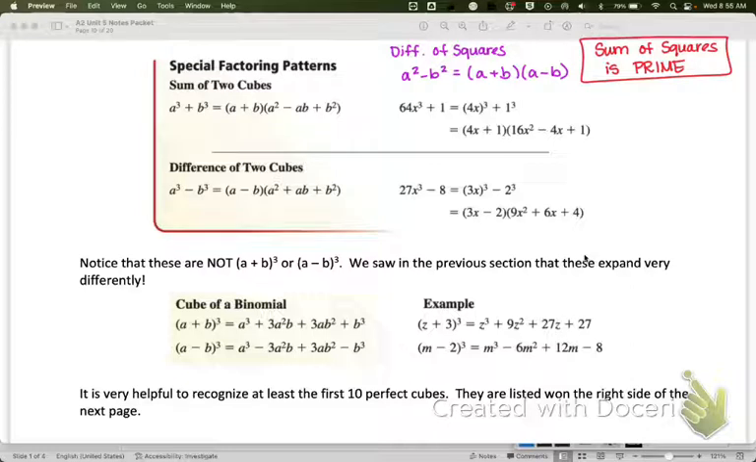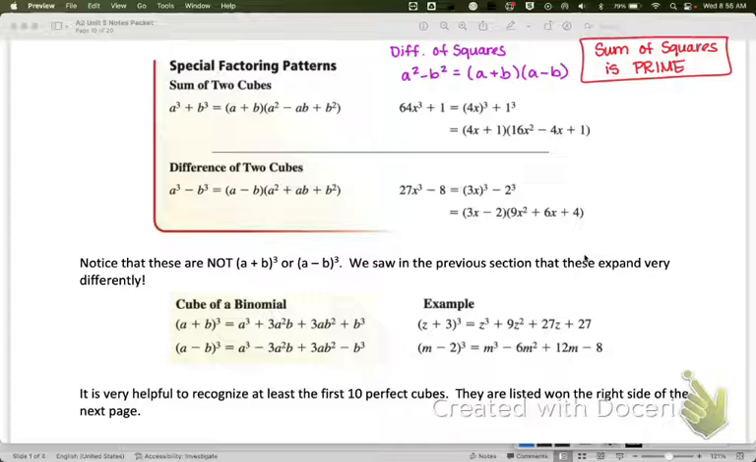So the sum of two cubes and the difference of two cubes have a very similar pattern, okay? So a cubed plus b cubed factors to a plus b times a squared minus a times b plus b squared. And the difference of two cubes factors to a minus b times a squared plus a times b plus b squared. So you'll notice the only thing that changes are the signs.